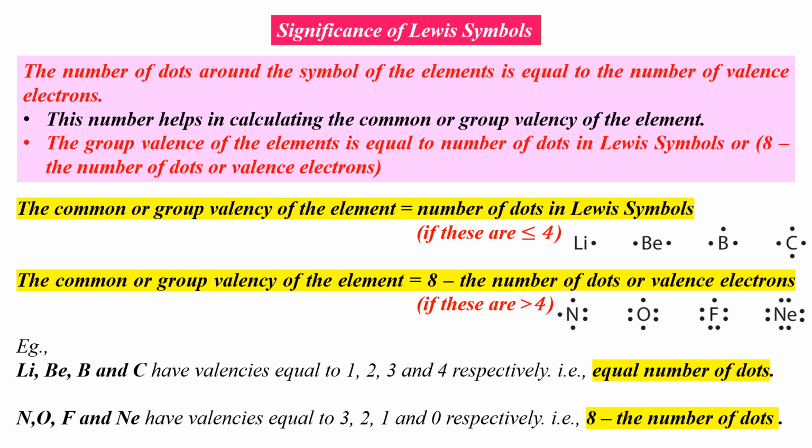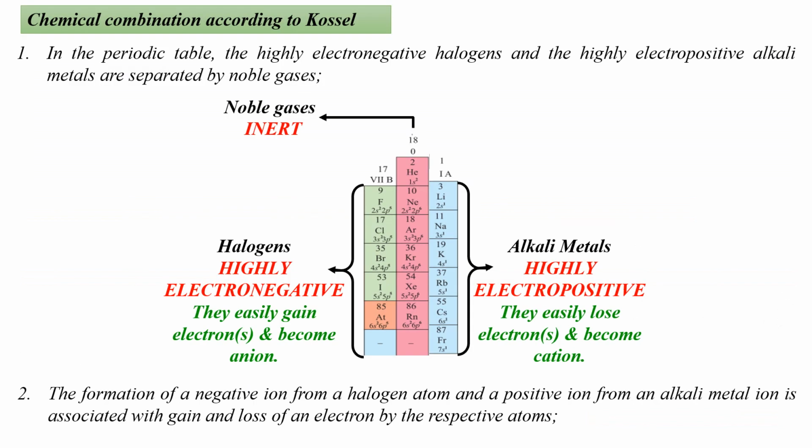So this is the significance of Lewis symbols. Now let's see what Kossel said about chemical bonding. In the periodic table, it is the noble gases that separate the highly electronegative halogens and the highly electropositive alkali metals. Since halogens are highly electronegative, they have a strong tendency to gain an electron. Thus, halogens can form negatively charged ions by gaining an electron. Since alkali metals are highly electropositive, they have a strong tendency to lose an electron. And so, alkali metals can form positively charged ions by losing an electron.